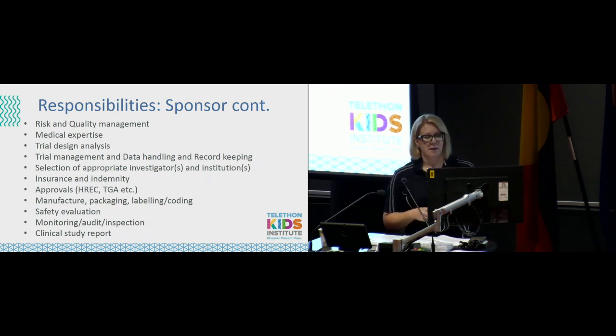So you need to, and they reflect what I said right at the start and why we are doing and meeting these standards. So it's really about that risk management and quality management, having that medical expertise and oversight, design of the trial and management and the data and the record keeping.